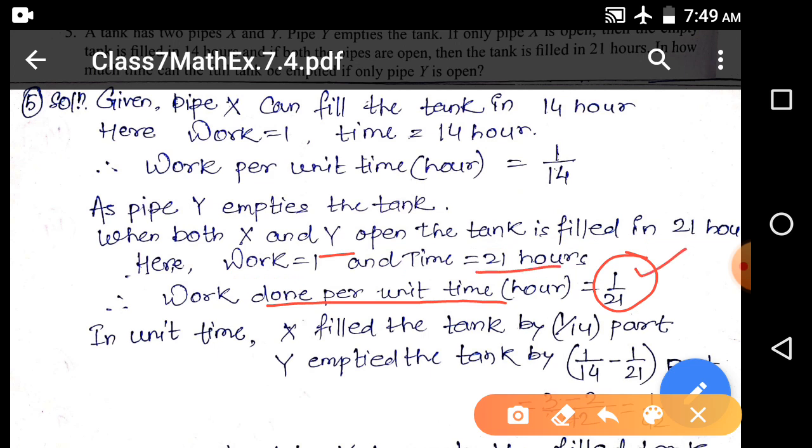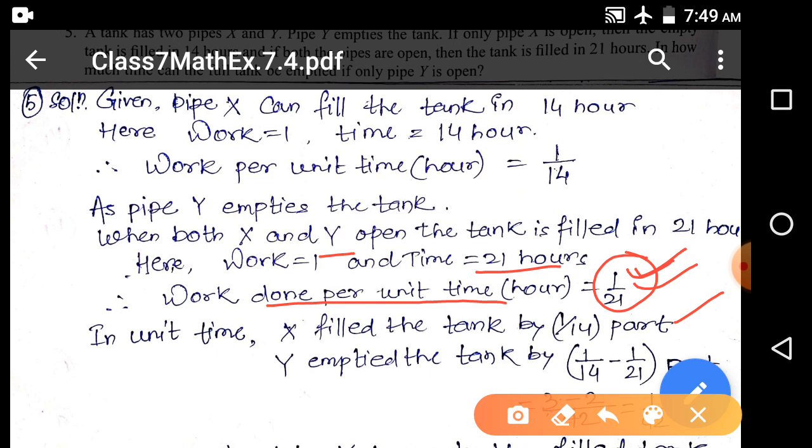That's why the work done per unit time is 1 by 21. That means 1 by 21 part of the tank is filled in 1 hour when both the pipes are open. Now we have the value that X fills the tank in 1 hour as 1 by 14. So the part of tank filled in 1 hour is 1 by 14, and the part of water left in the tank is 1 by 21.